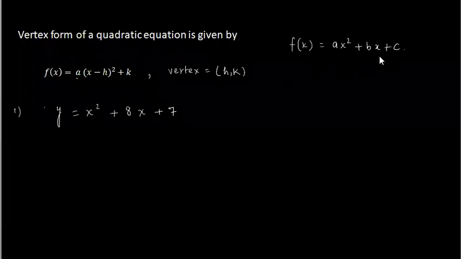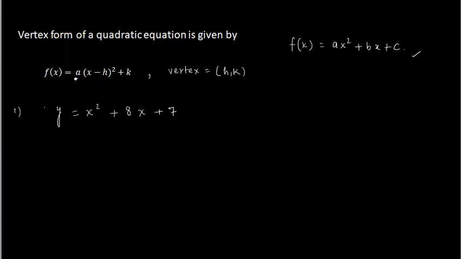Hello students, in this class we are going to learn how to convert a standard quadratic equation into vertex form. Please remember, for a standard quadratic equation, vertex form is a times (x minus h) whole square plus k, and the vertex is simply (h, k).